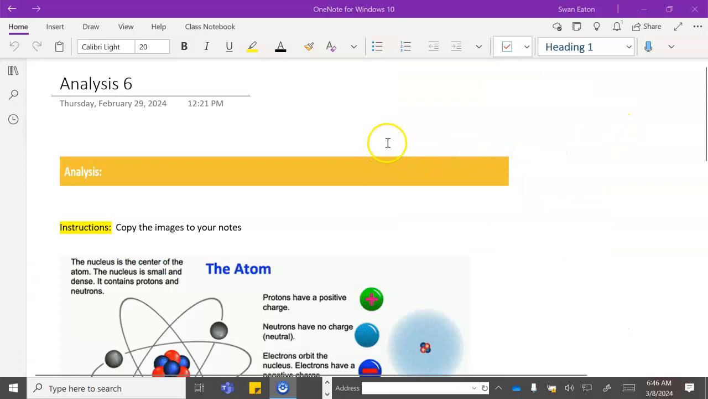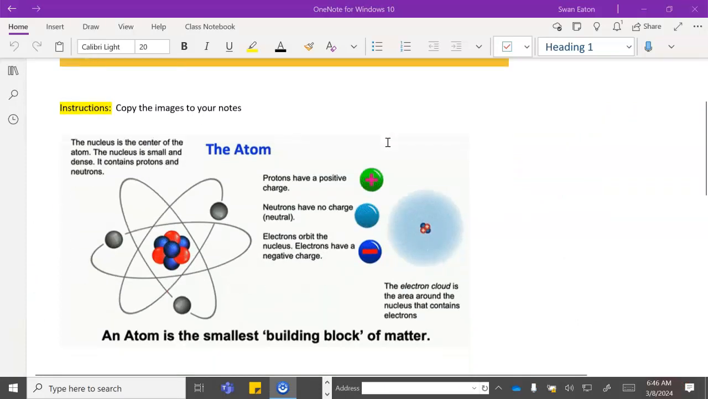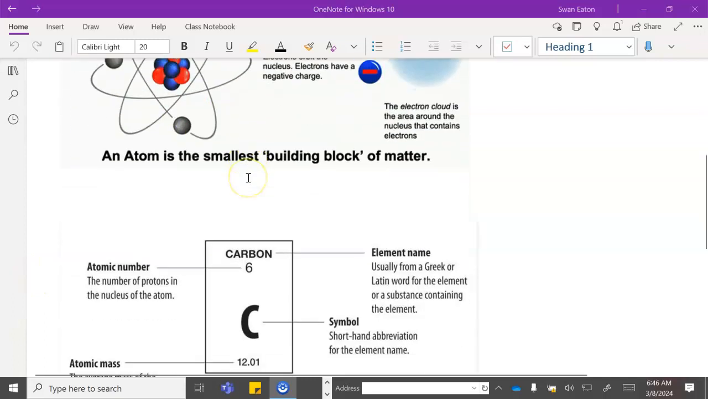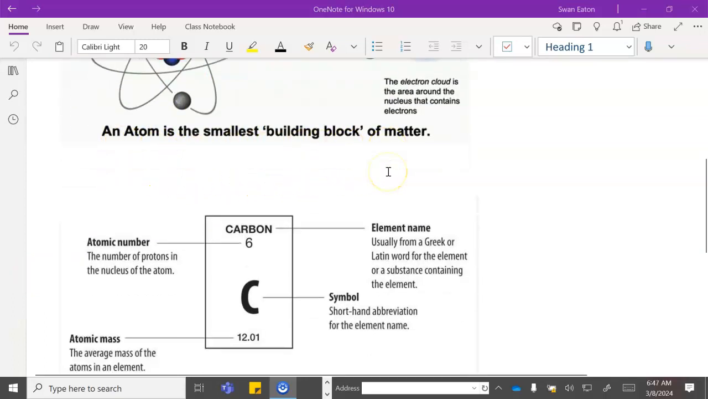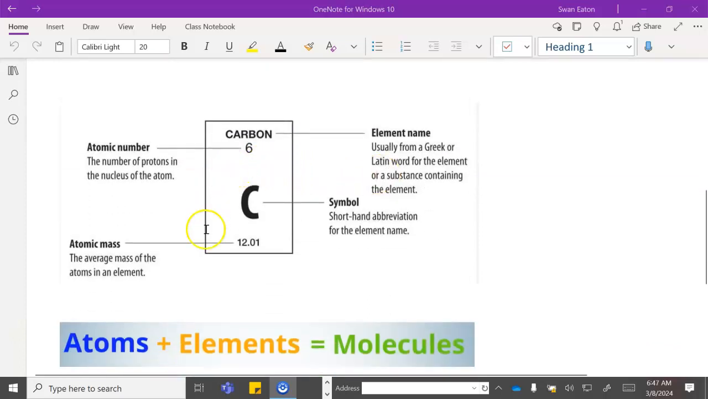So in analysis 6, you're going to copy the images to your notes so you have them readily available when you study for the end of the unit assessment, or possibly when you're creating your CER. This can all be helpful information to have to rely on when that comes at the end of the month. And it's a reminder that an atom is the smallest building block of matter. And then here's an element.